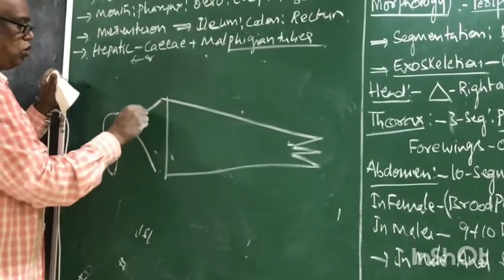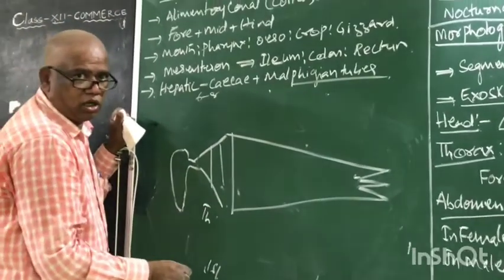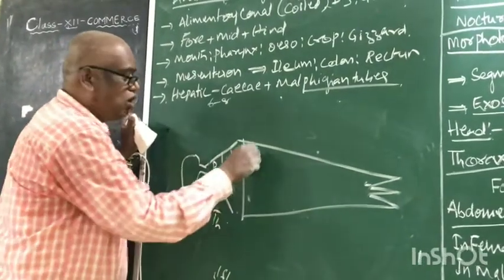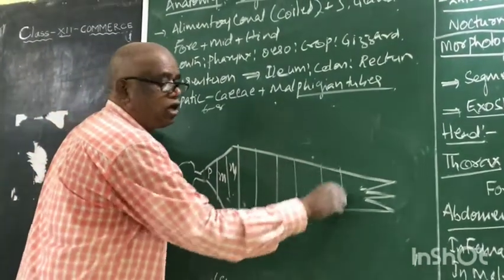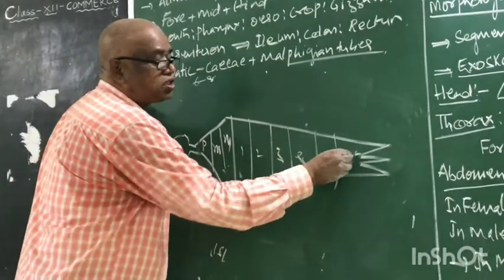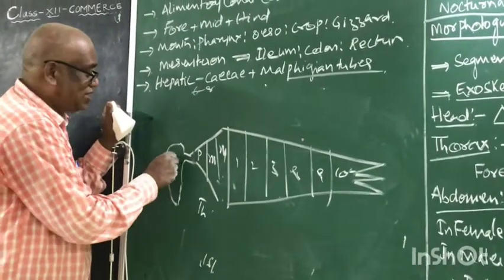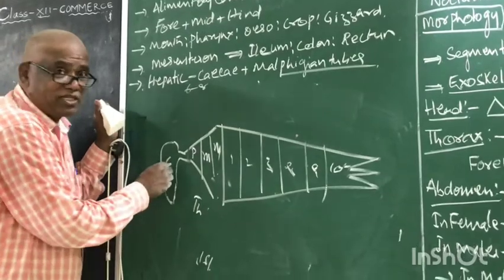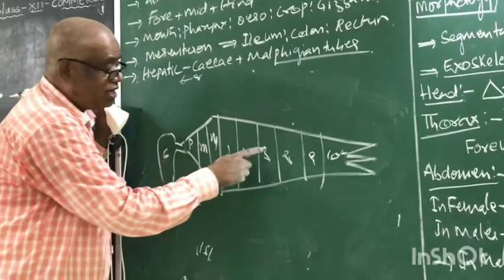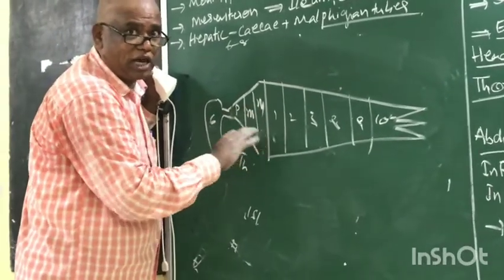Now, what is this area? Thorax, with three segments: prothoracic, mesothoracic, metathoracic. What is this? Abdomen, with ten segments. And this is the head, with six segments, but the sixth segment is fused. In the abdomen there are ten and in the thorax three, and they are free, not fused.